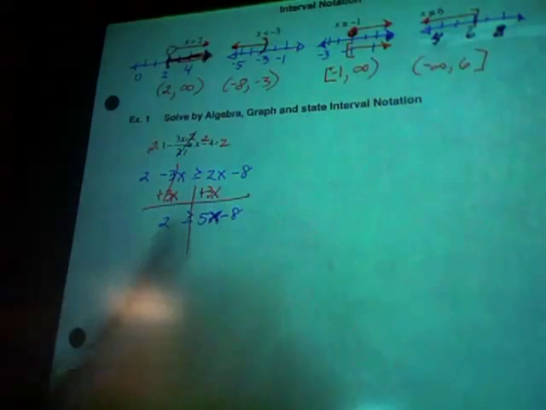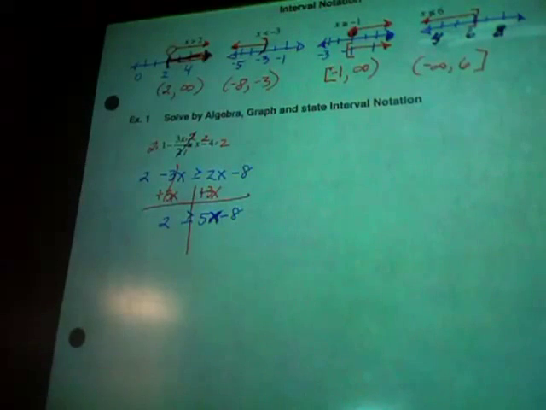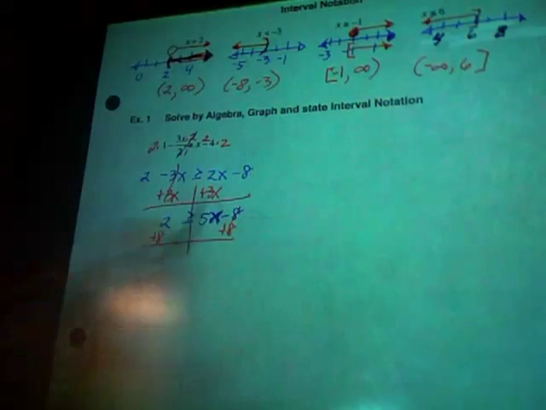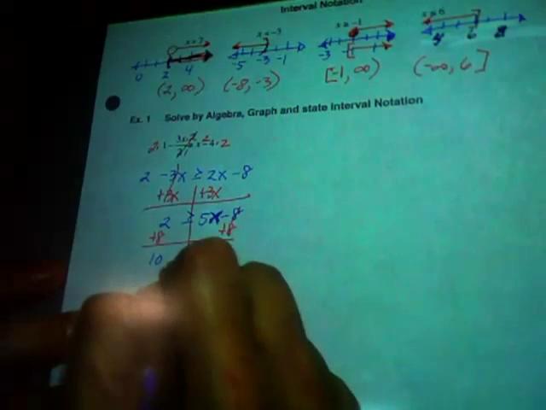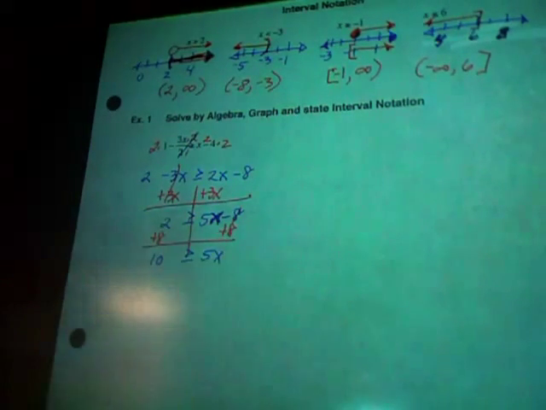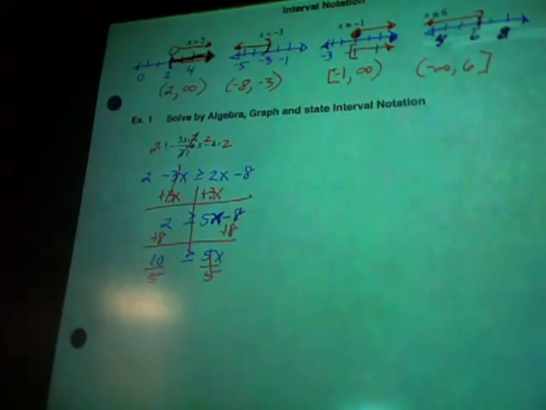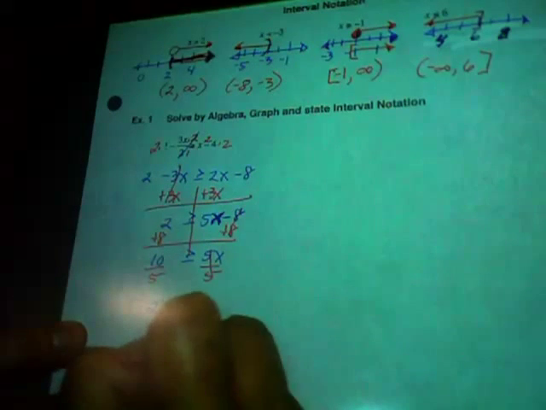Major issues today. Then the rest of it's a piece of cake, right? Add 8. And divide by 5. So I have 2 is greater than or equal to x.